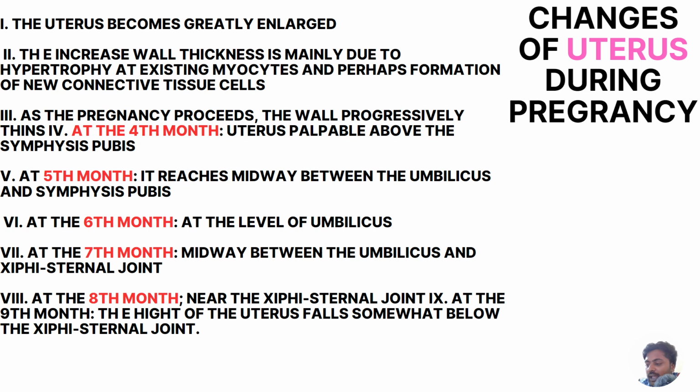At the sixth month it reaches the level of the umbilicus, and at the eighth month near the xiphisternal joint. At the ninth month it extends up to the xiphoid process of the sternum.